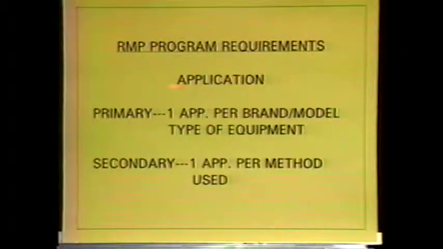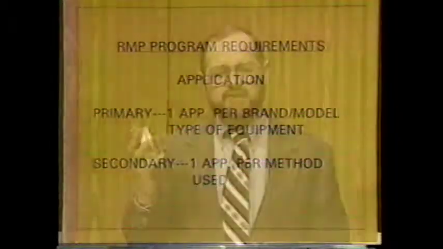Now, how do you get into the R&P program? Fundamentally, you must file an application. And if you intend to be a primary, you have to have one application per brand, model, and type of equipment. If you're a secondary, you need one application per method used. So if you're a secondary and you're going to use activated charcoal, you just file an application that says you're going to use activated charcoal, ACs. And of course they know that means different kinds of canisters. And that's all your application has to comprise. That is just the activated charcoal.